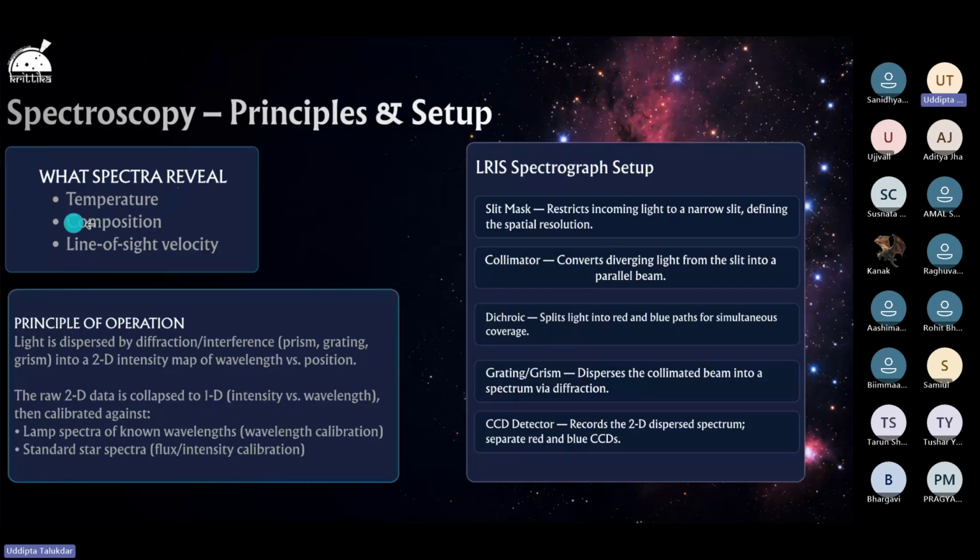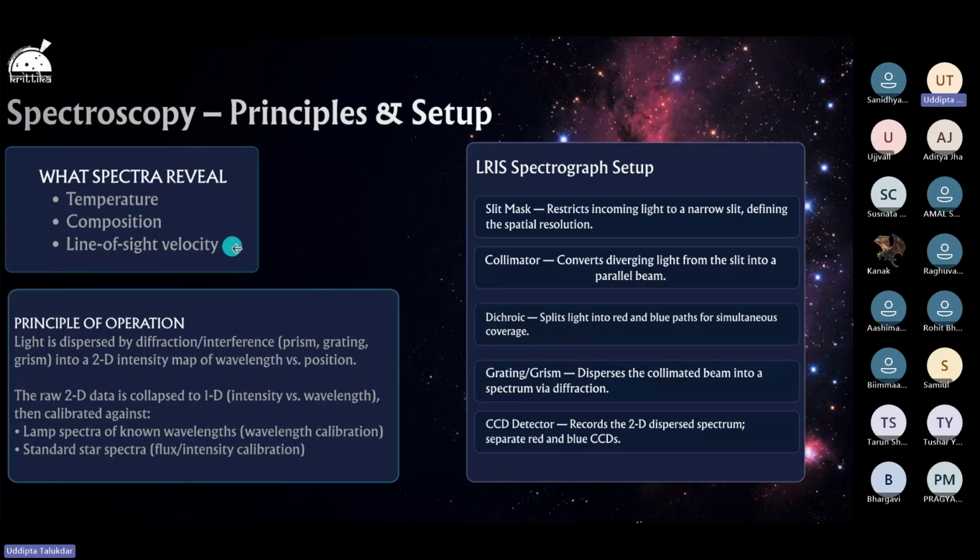Next, composition. Every element absorbs light at very specific wavelengths, leaving dark lines in the spectrum. Hydrogen has its lines, helium has its own, iron has its own. It's like a fingerprint. You match the lines to the element.